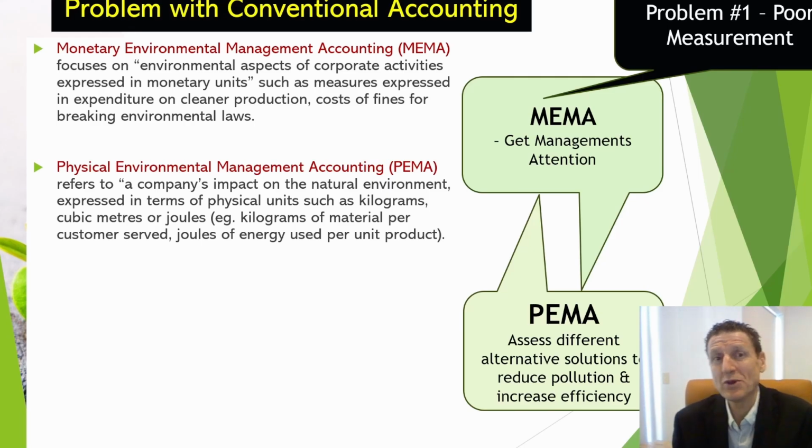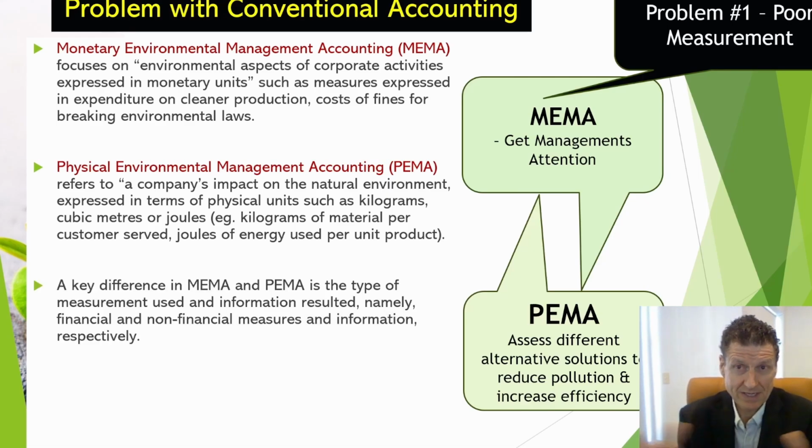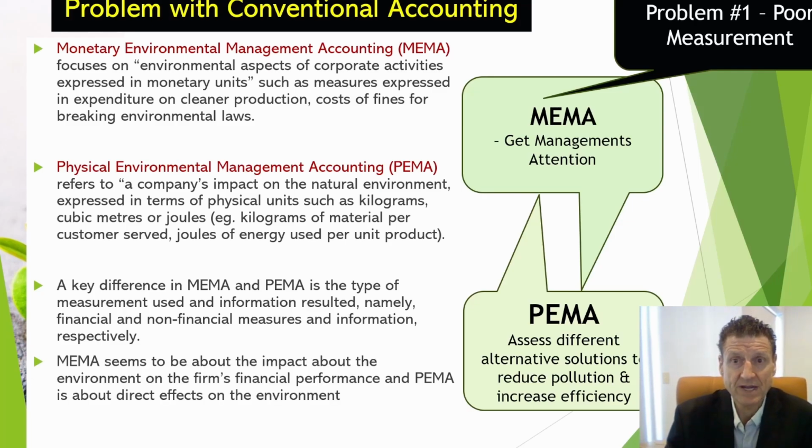The PEMA is where you get out and actually change actions, where you change ordering decisions, where you change the way you assemble items so you can reduce your environmental footprint. So MEMA and PEMA, both very important. The key difference, and this summarises it, is the type of measurement used and the information resulting, namely financial and non-financial measures and information respectively. All right, and summarising again, MEMA is about the impact of the environment on the firm's financial performance, and PEMA is about the direct effects on the environment.